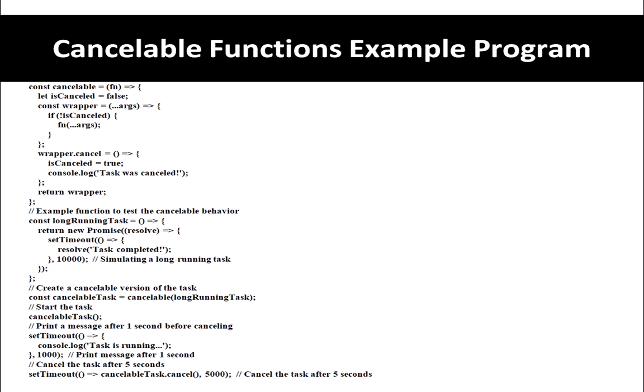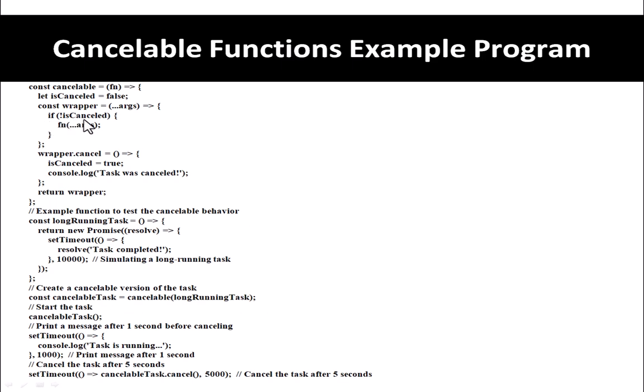So next, cancelable functions. We can use a cancelable function if there is any particular task you want to run. For example, here you are running a long task. You can start the task with the cancelable function, and you can set the timeout. Next, you can print the message after 1 second, and you can cancel after 5 seconds. For that we have used arguments.